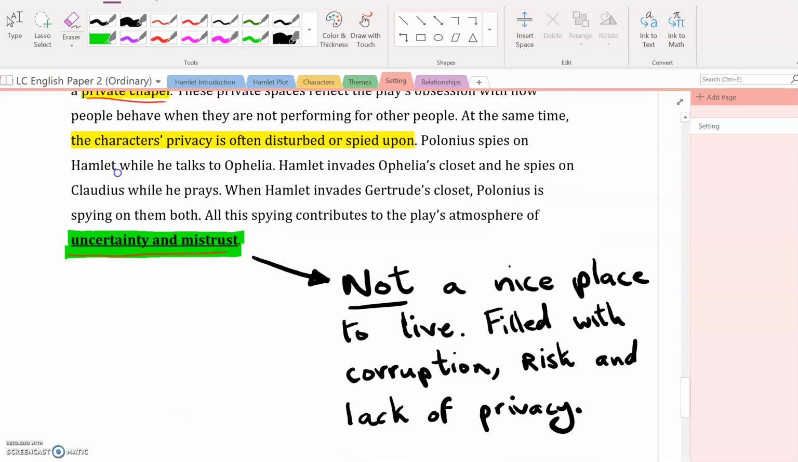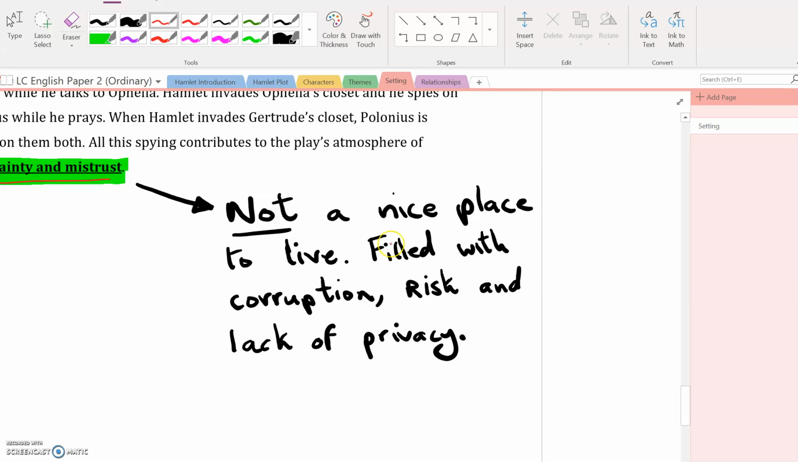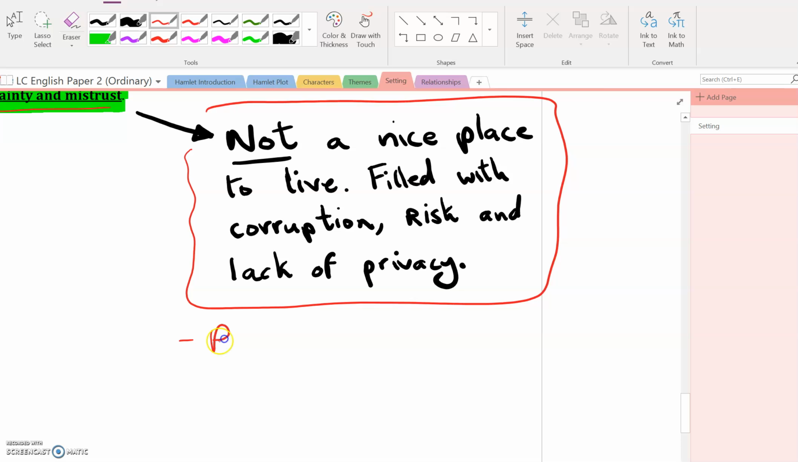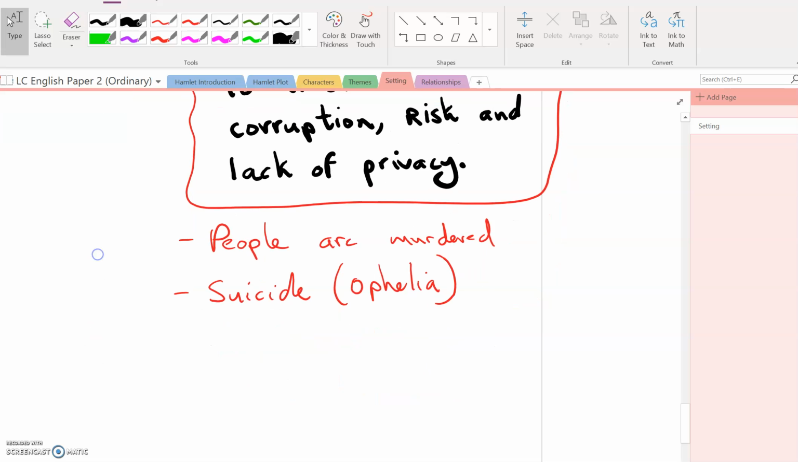So, in general, Elsinore is not a nice place to live. It's filled with corruption, risk, and a lack of privacy. People die there. We better put that in, shouldn't we? People die, people are murdered. There are several deaths. There's a suicide from Ophelia, and there's also a suicide risk from Hamlet. It's a dark place.